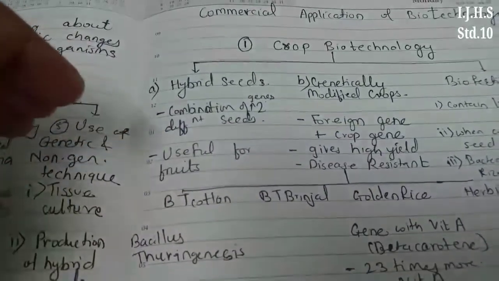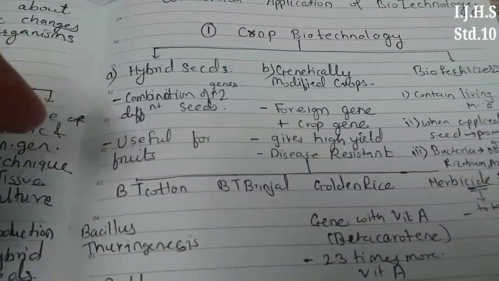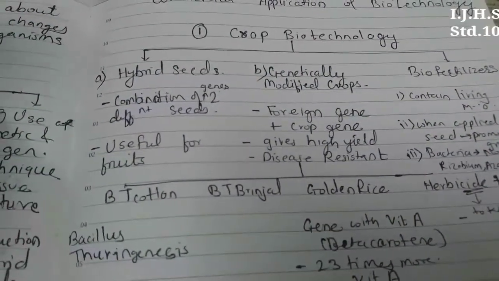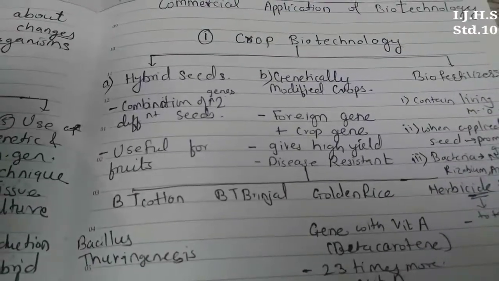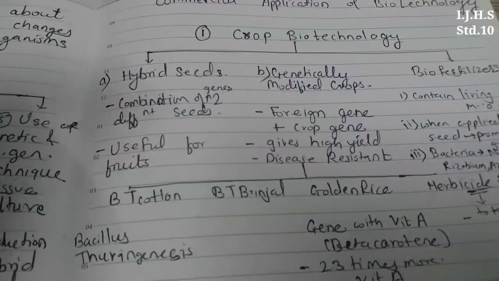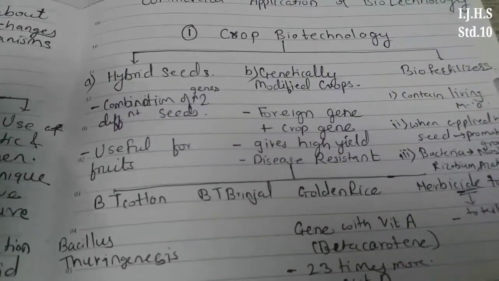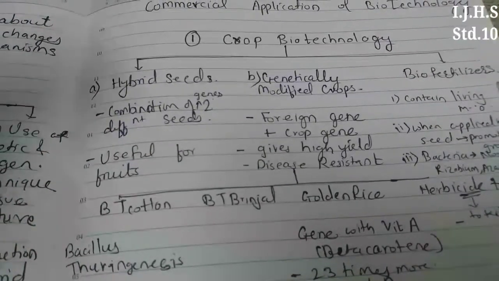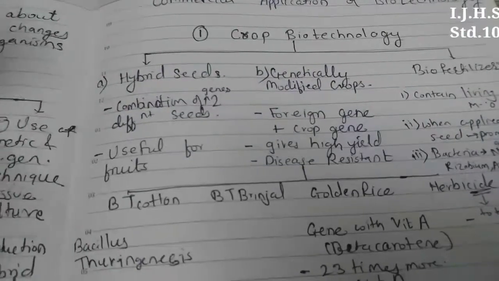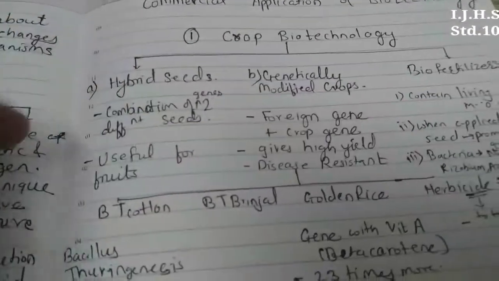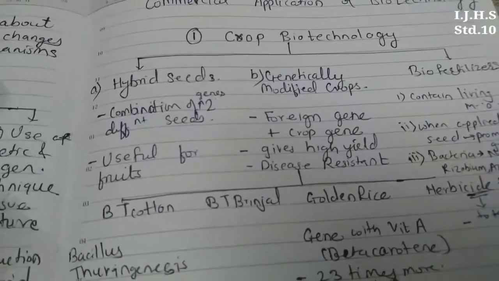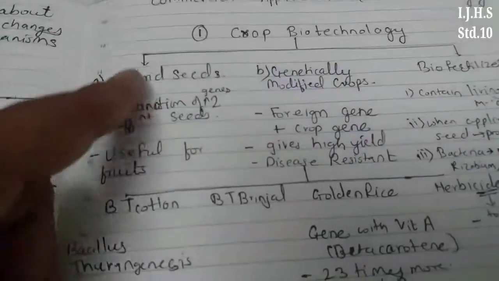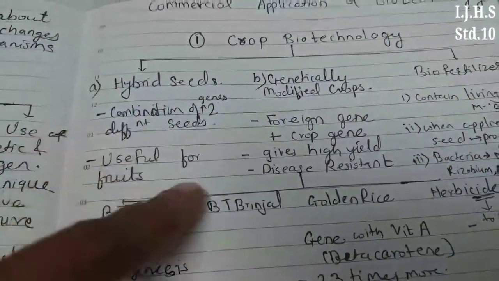Why? Because for example, suppose we have two different types of mango trees. One has the characteristic of good height, and the second gives fruit after around 4 to 5 years, but it gives very sweet fruit. So taking the combination of these two genes, from the plant which has very good height and the other which gives very sweet fruit, we make a hybridization and get a good variety of fruits. So this hybrid seed is specially useful for the fruits.